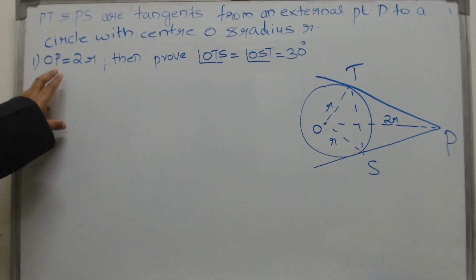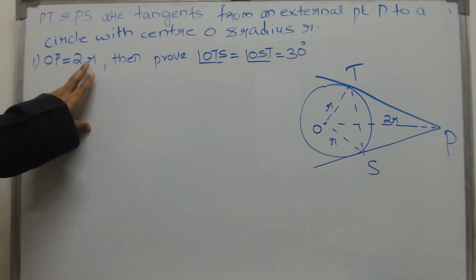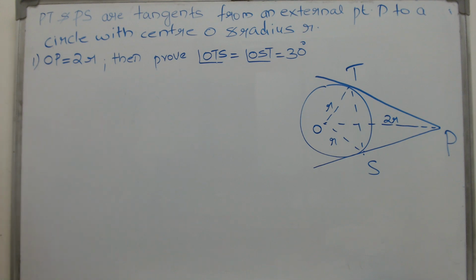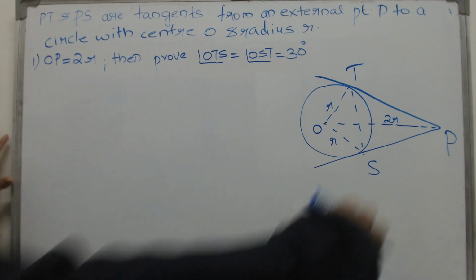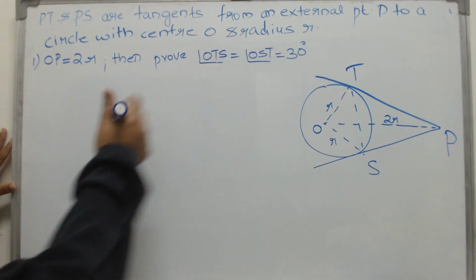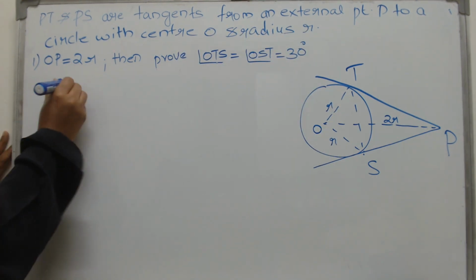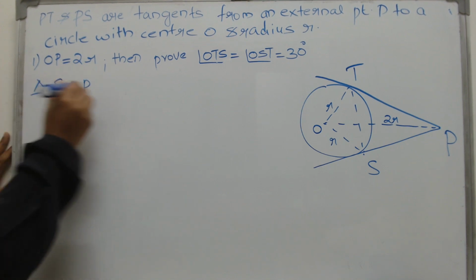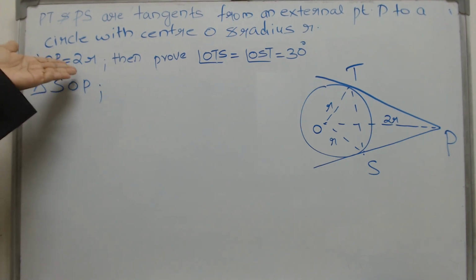Now let us use the information that is given. We know that OP is equal to 2R. Let us think of a triangle which connects OP and any one of the radii. Take OS or OT, whichever. I will take triangle SOP. Why are we doing that? We are just using the information that we have here.